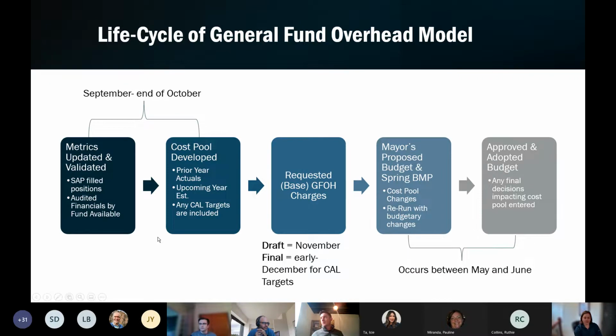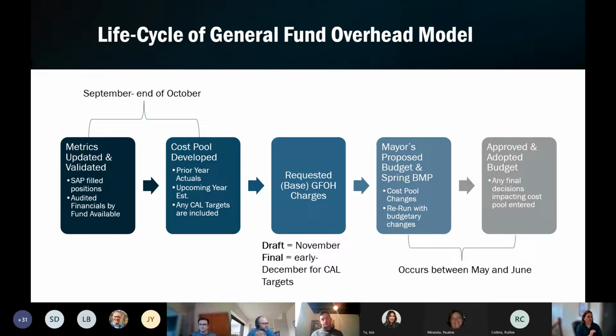So the life cycle of the general fund overhead model: between September and October, metrics are updated and validated. The SAP filled positions and the audited financials become available. I think we saw the announcement from Central Accounting that the audit was completed in early November and published early to mid-November. So that provides a set of metrics that become available at that point in time. While I might have the position data earlier, I do not have the audited financial data until this point in time based on the source.